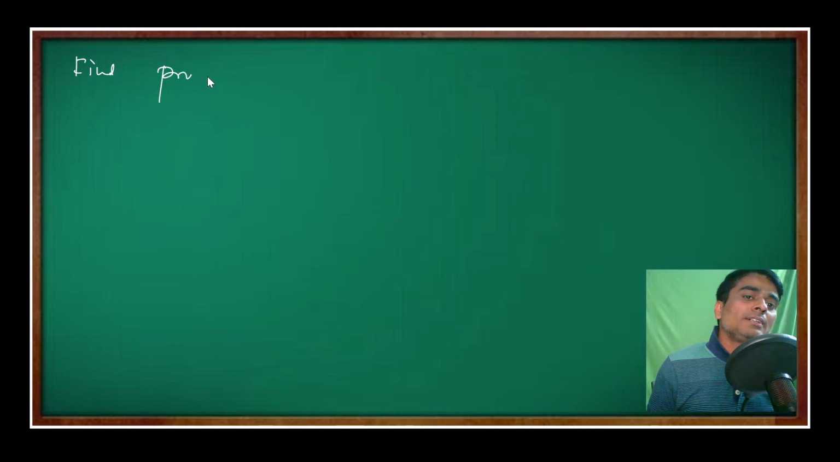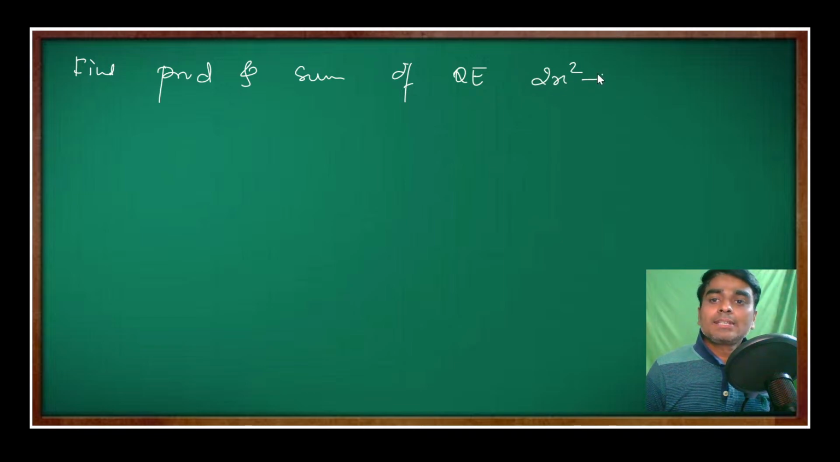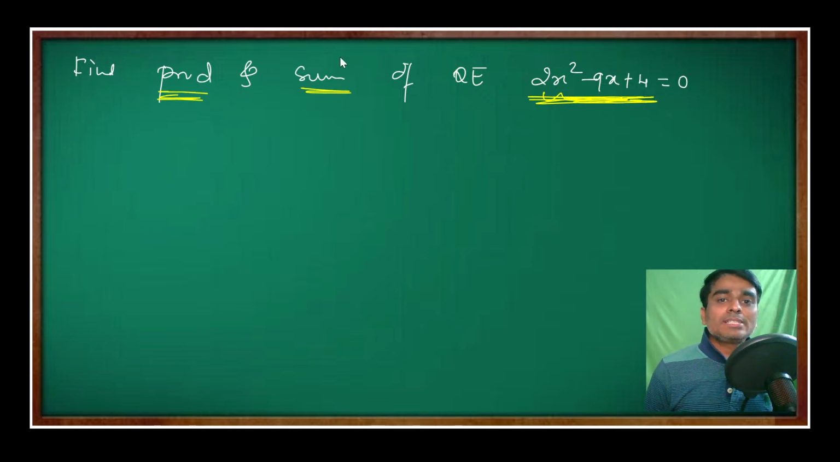Next, find the sum and product of roots of the quadratic equation. Here there is one more question. Find product and sum both of the quadratic equation 2x square minus 9x plus 4 equal to 0. Now observe this chapter. This question is from quadratic equation. They gave a quadratic equation, but they are asking you product and sum. So it is a combination of polynomial and quadratic.